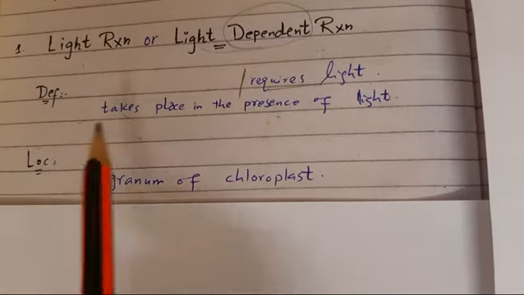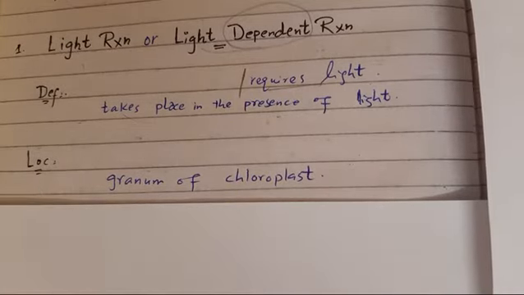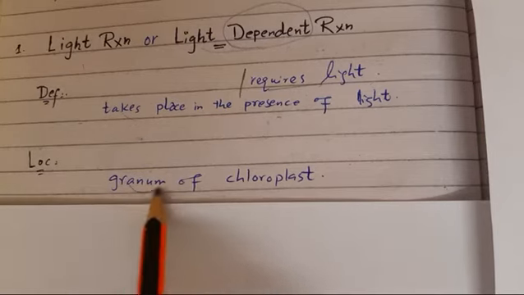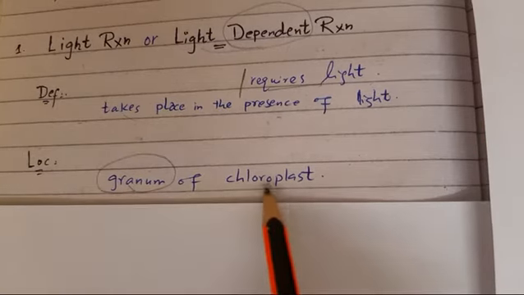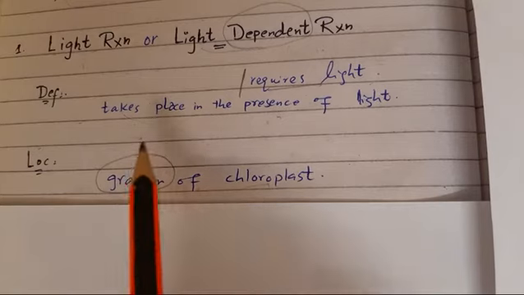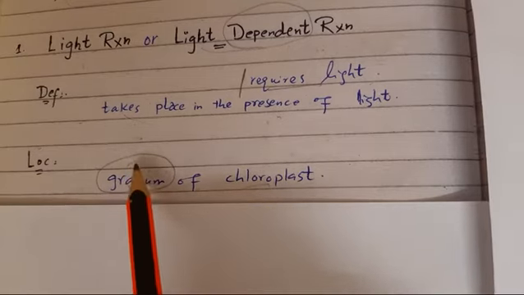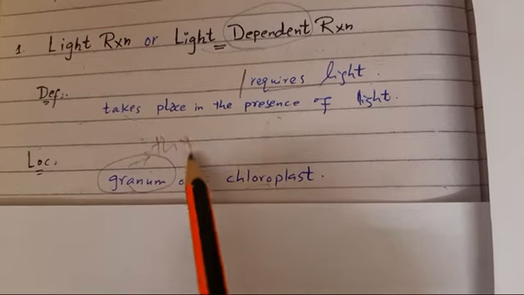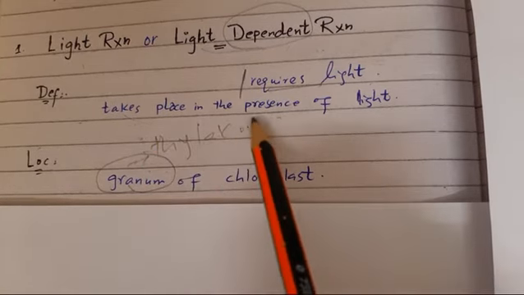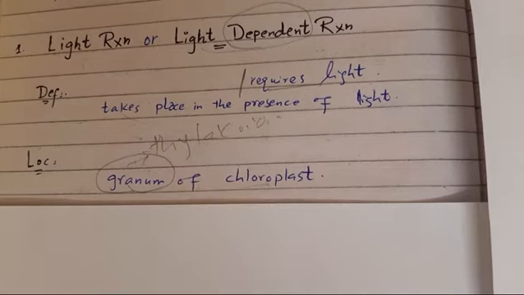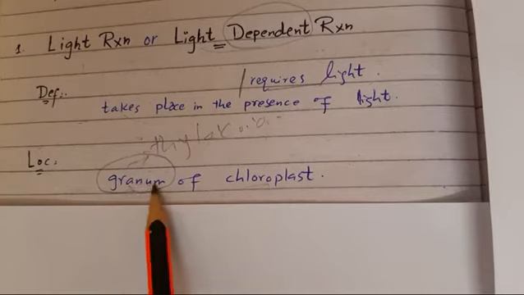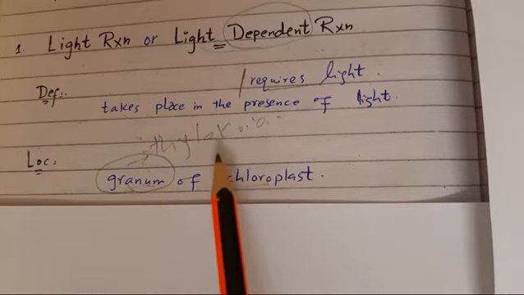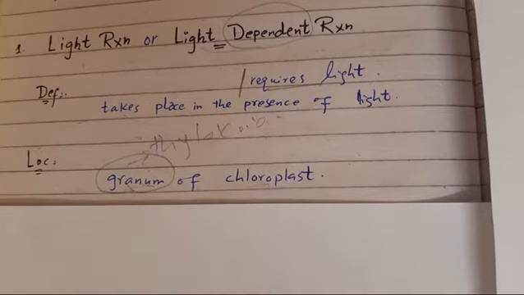Location: where does light reaction take place? So the light reaction takes place in the granum of chloroplast. What is granum? You may recall from chloroplast that granum is a stack of thylakoids, a bundle of thylakoids. What are thylakoids? Small fluid-filled membranous sacs. So light reaction of photosynthesis takes place in the granum or thylakoid membranes of chloroplast.